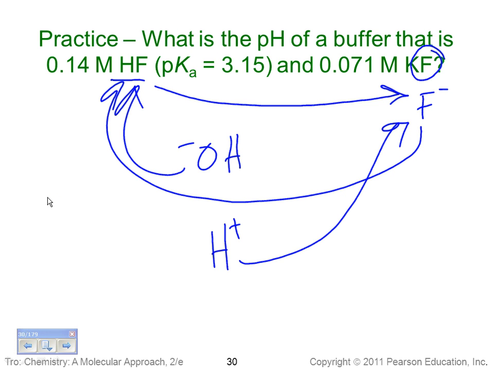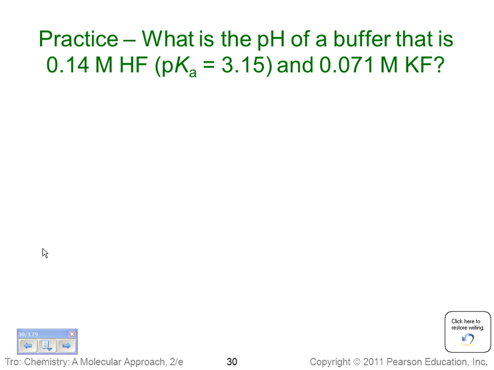So after that little bit about buffers, we then started doing some calculations and chemistry. We've got plenty of math to apply in this course. What we calculated, and that's really what this question is all about, is: what is the pH of a buffer that is 0.14 molar hydrofluoric acid, where the pKa is 3.15, and 0.071 molar potassium fluoride? So what is the pH of this solution?